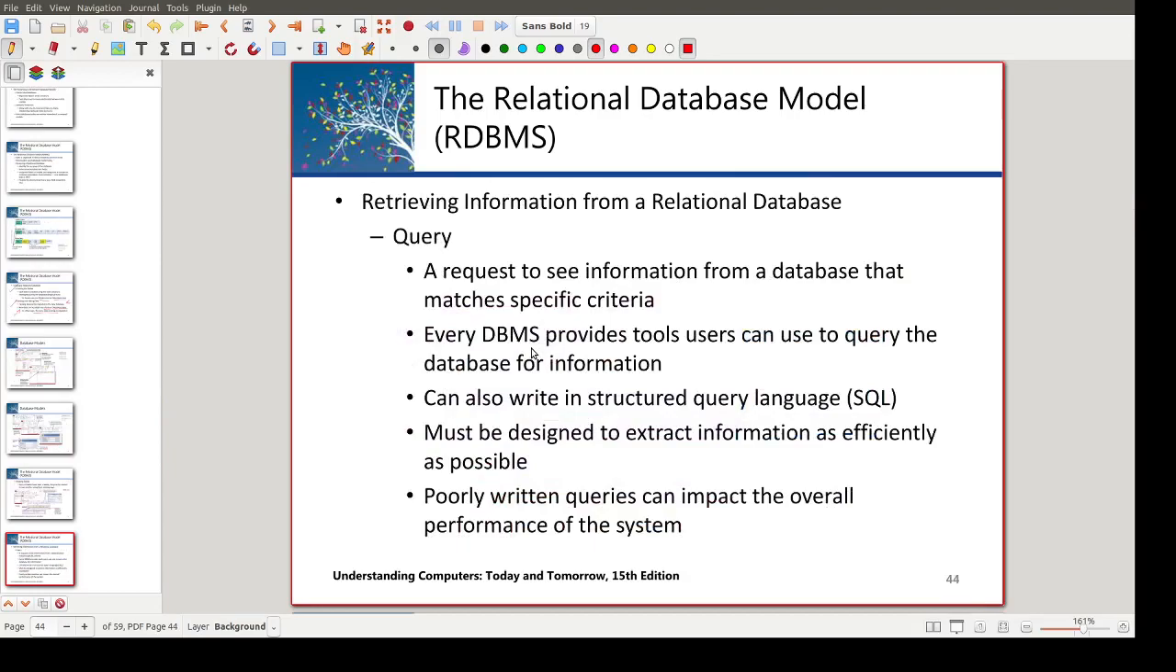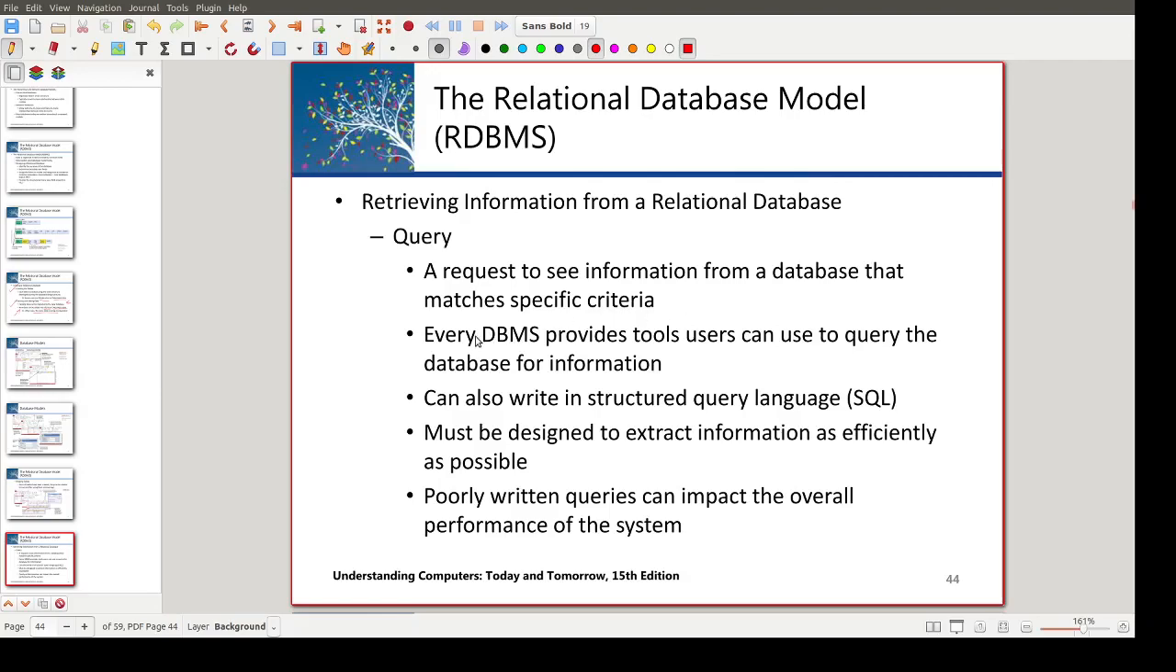Okay, we created the database. How do we retrieve the information from a relational database? We can retrieve, which means I access this information for reviewing purposes. We use something called a query. A query is a request to see information from a database that matches specific criteria. For example, I would like to see all the students whose first name is Muhammad. I would like to see every student who got more than 30 out of 40 in the year work, and so on.